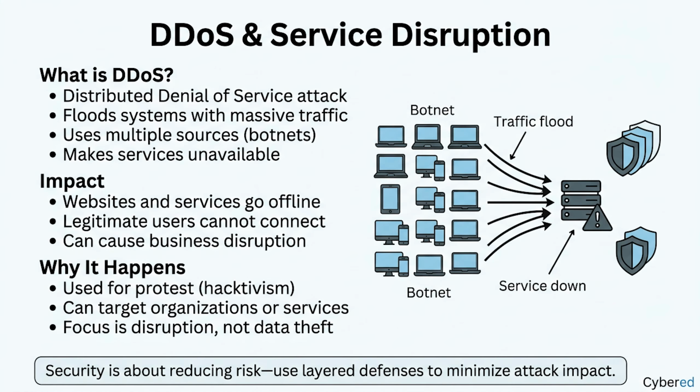Not all attacks aim to steal data. Some focus on disruption. Distributed denial of service attacks flood systems with traffic from multiple sources, often using botnets, making services like websites unavailable. These attacks are sometimes used by hacktivists as a form of protest. Key takeaway: preventing all attacks is extremely difficult. The goal is to reduce risk by understanding threats and applying layered security strategies.